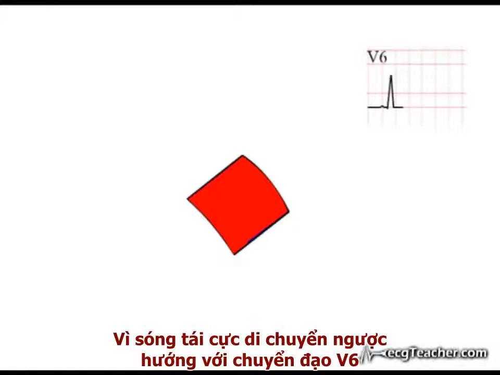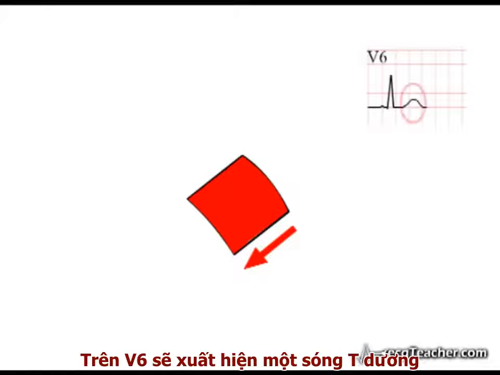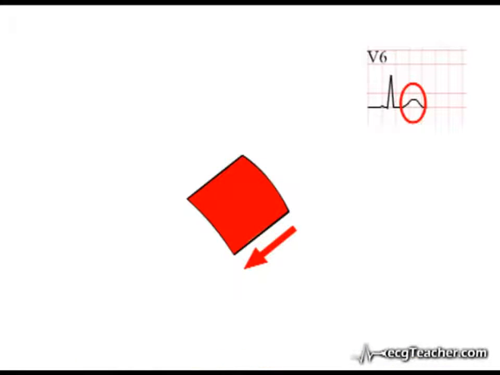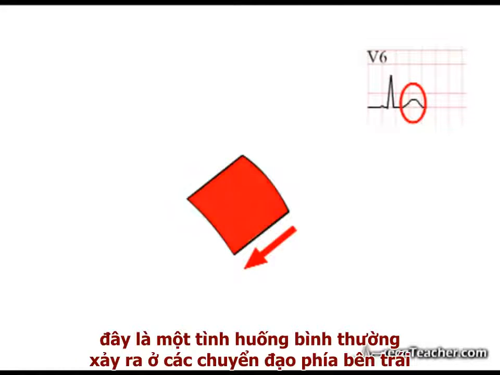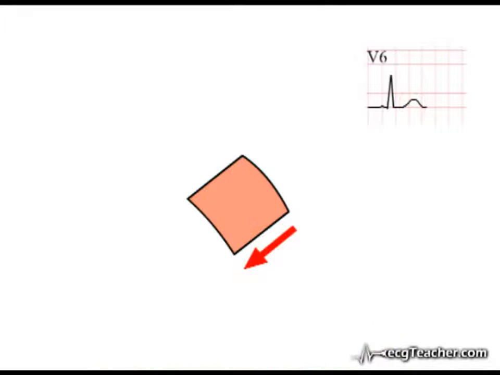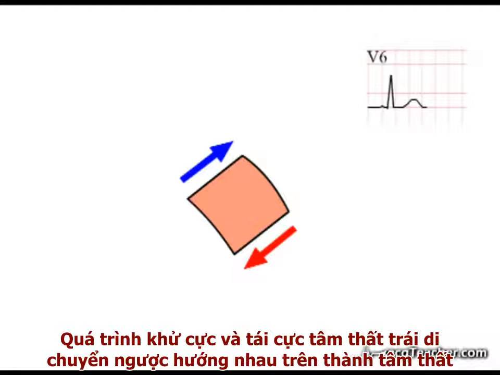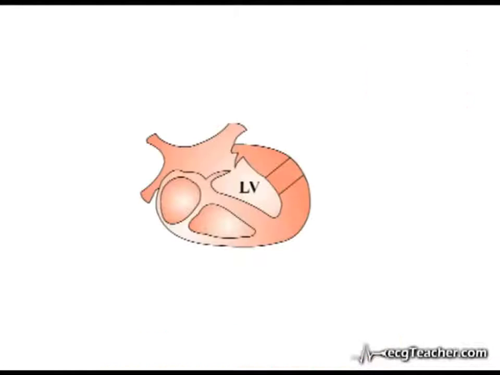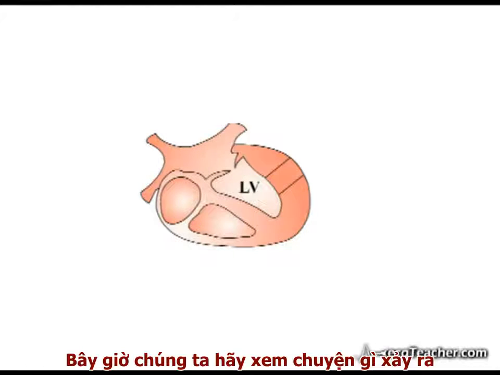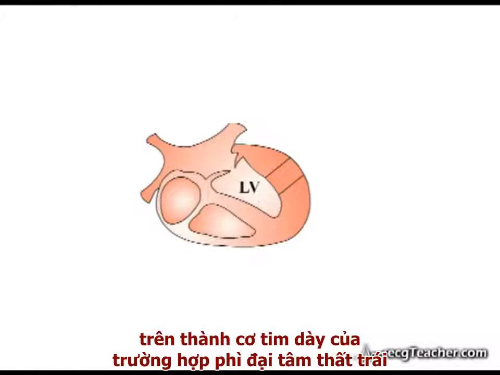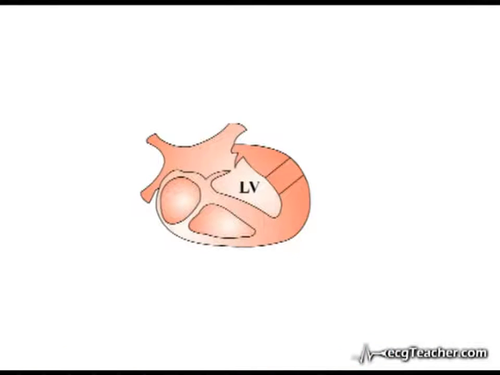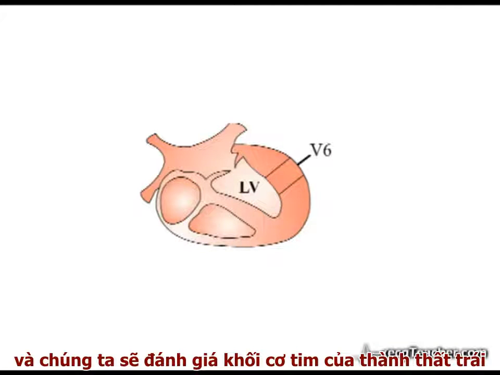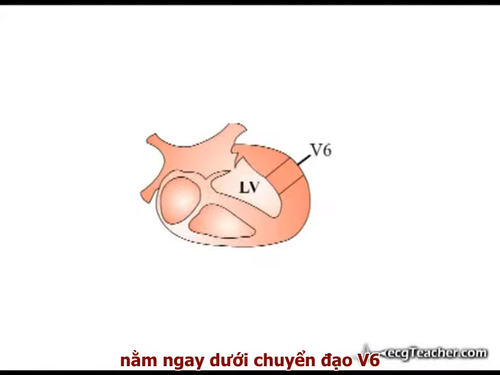As repolarization is moving away from the lead, a positive T wave is produced in V6. This is the normal situation in the left-sided chest leads. Left ventricular depolarization and repolarization moving in opposite directions in the ventricular wall, producing concordant QRS complexes and T waves in these leads. Now let's look at what happens in the thickened wall of left ventricular hypertrophy. Again, we will analyze events in that section of the LV wall directly underlying lead V6.